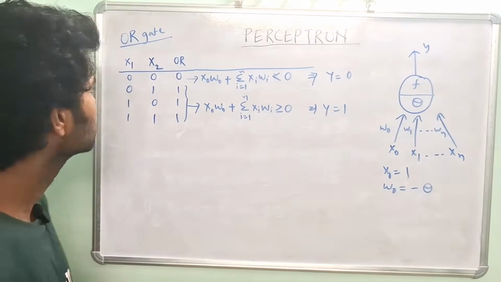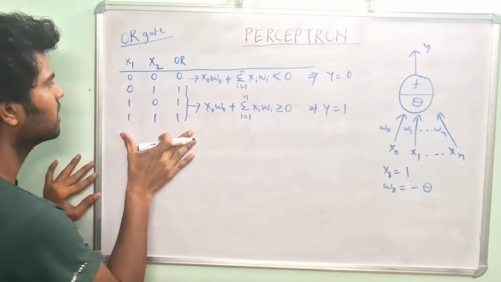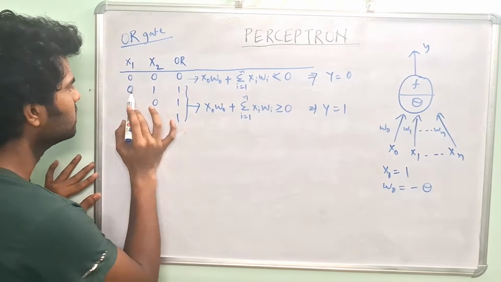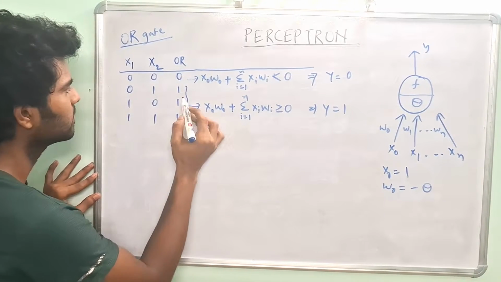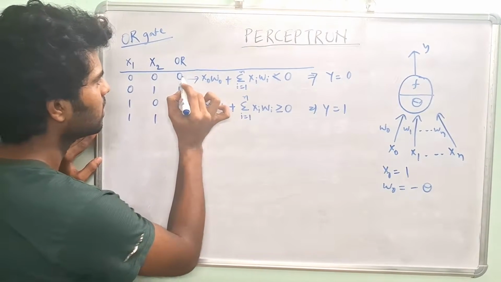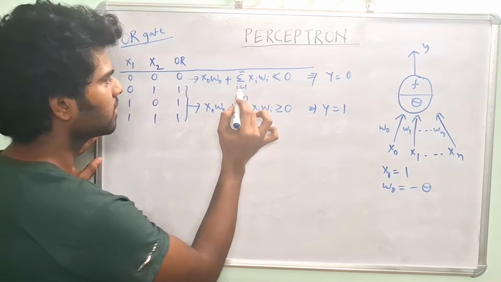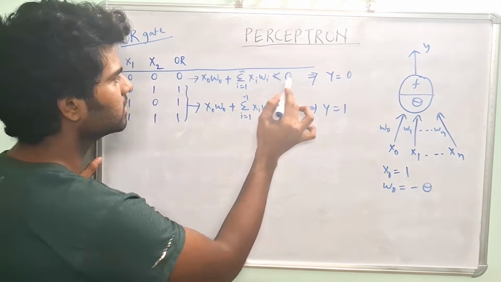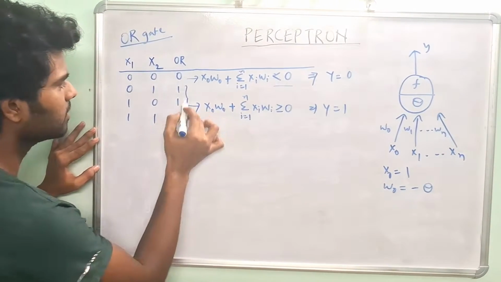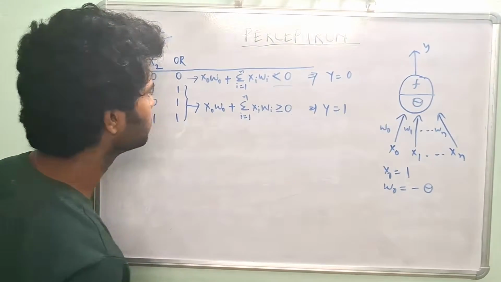Now we will discuss the OR gate. Here this is the table of the OR gate. For 0 0, the OR gate output becomes 0. The remaining cases are 0 1, 1 0, 1 1. In these three cases the OR gate output becomes 1 only. So this is the equation for output 0: x naught w naught plus summation of i equals 1 to n of xi wi less than 0. So less than 0, output becomes 0. In the remaining cases, greater than or equal to 0, output becomes 1 only.